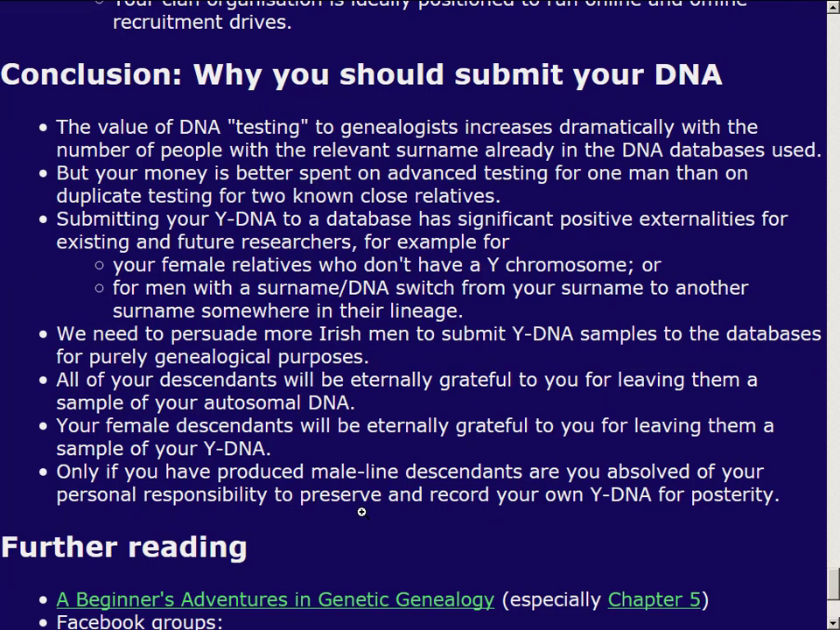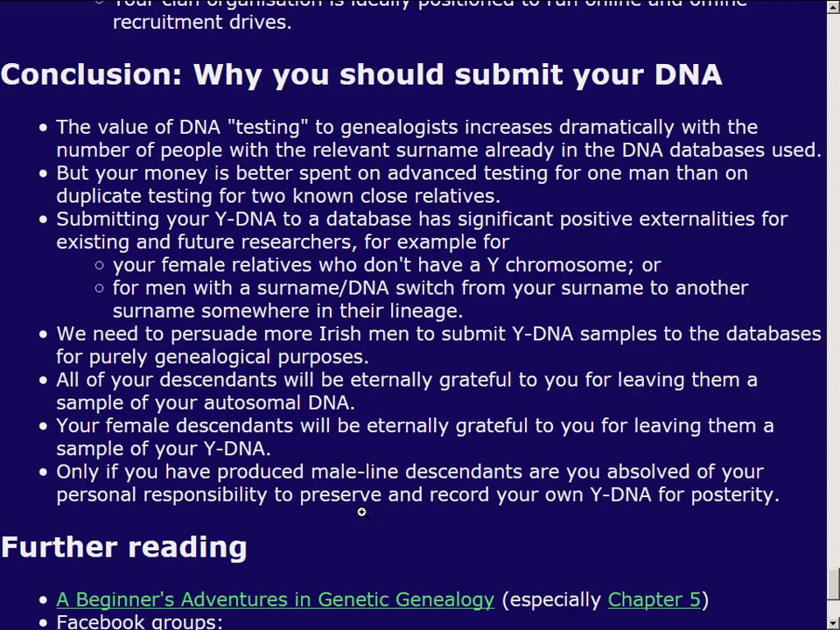So just to summarize, why should we do it? The bigger the database, the more people we have to compare from, the more interesting discoveries we make. Get people to join, but there's no point in getting your brother or your son or your father to join if you're already in there, because you can be pretty sure they have the same Y chromosome. And if there's any doubt, a Family Finder test for $79 will prove one way or the other who they are. Spend that money on getting more SNP tests or Big Y tests for the man who's already in the project. There are significant positive externalities.